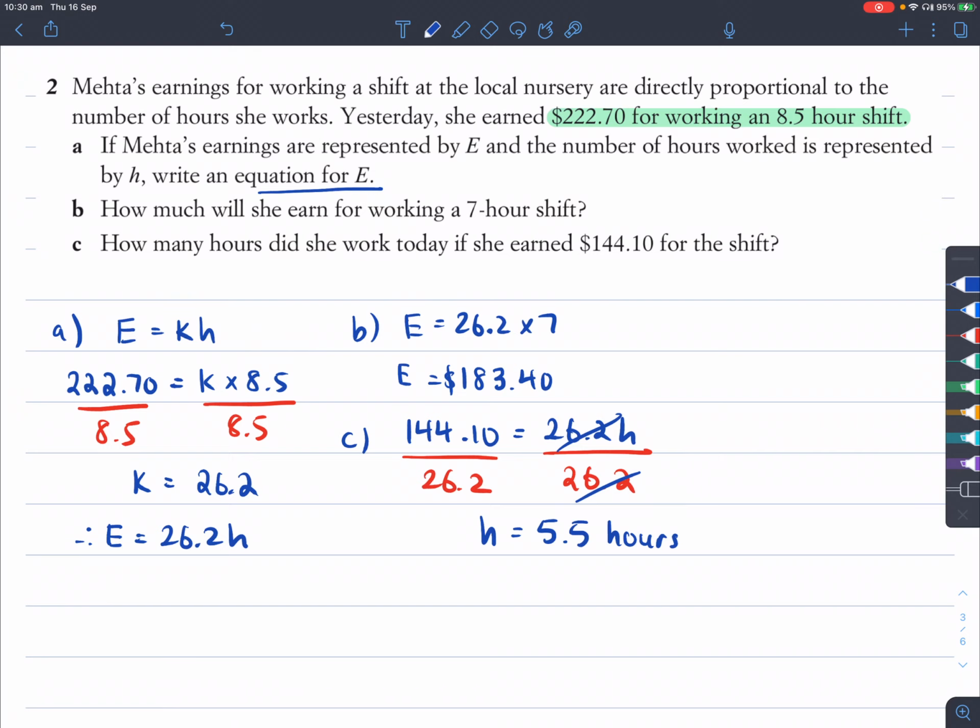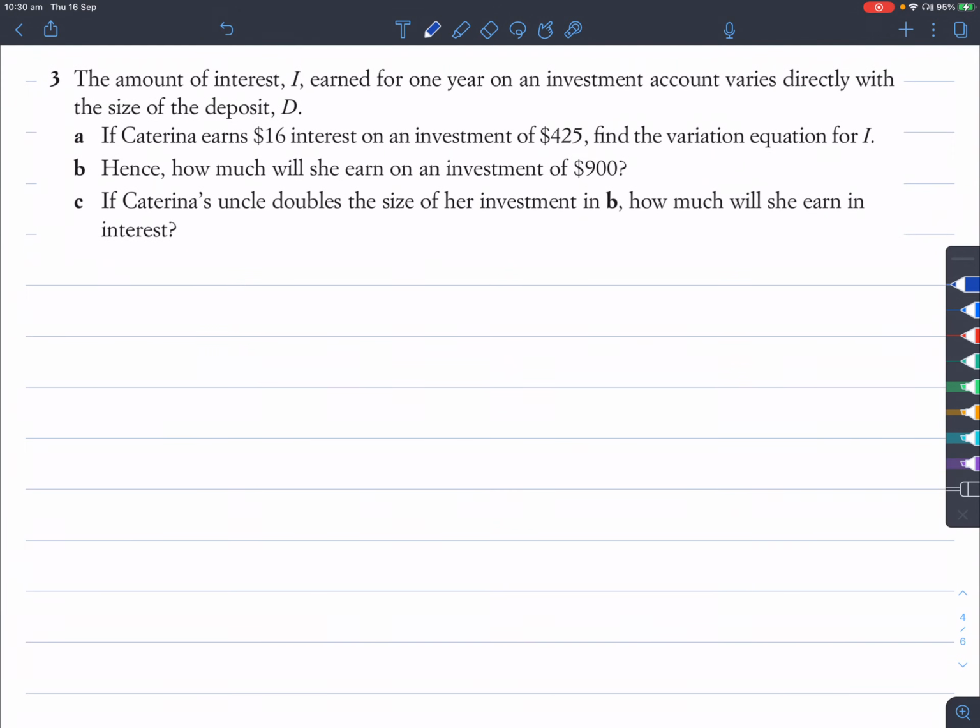All right, let's move on to question 3. The amount of interest earned for 1 year on an investment account varies directly with the size of the deposit. So the more money you put into your bank account, the more interest you earn on that. If Katerina earns $16 interest on an investment of $425, find the variation equation for I.